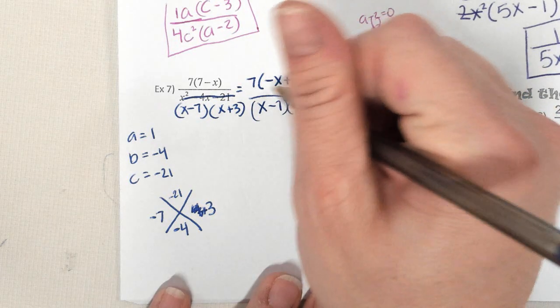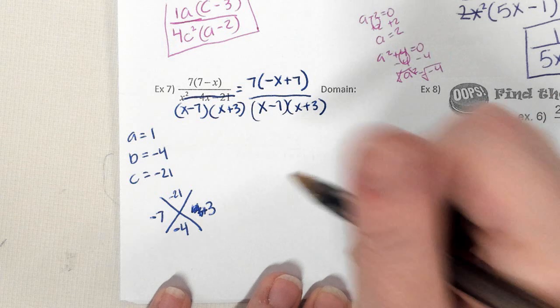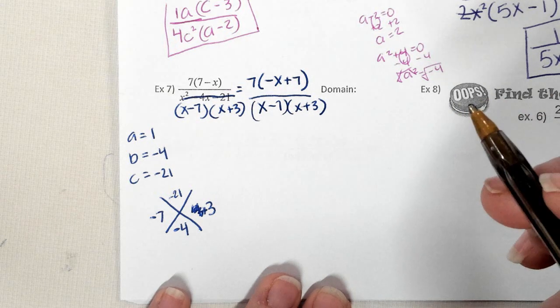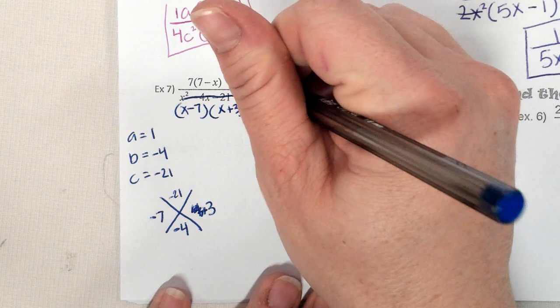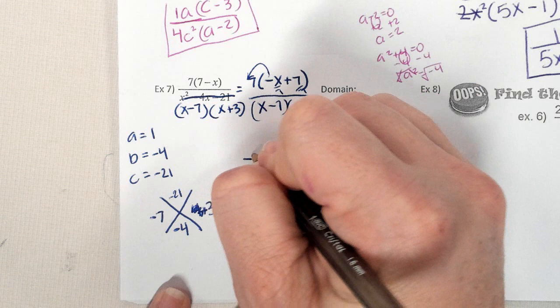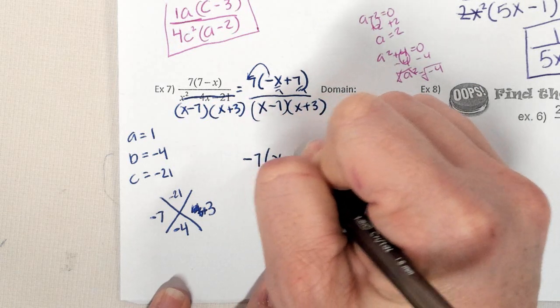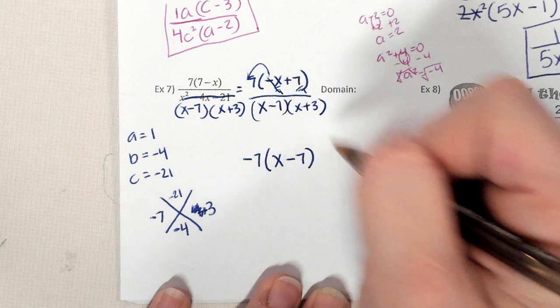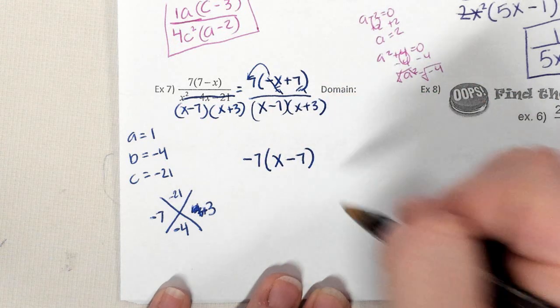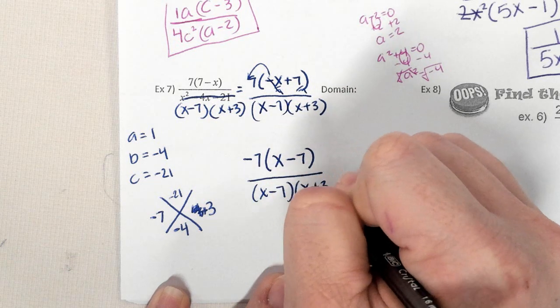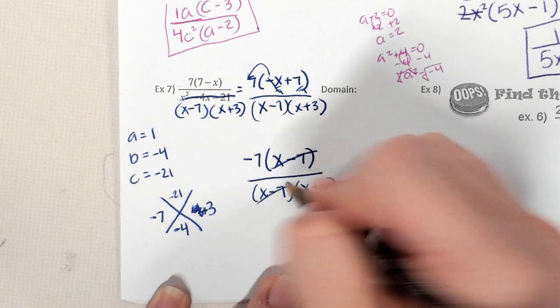So what do I have to do to this top parentheses? What's not allowed in the front? A negative, right? So you have to take that negative out, and when you do that, you have to divide everything by negative 1. So you get negative 7 and x minus 7, because that became positive, and positive divided by negative is a negative. Now x minus 7, x plus 3, and now these cancel.